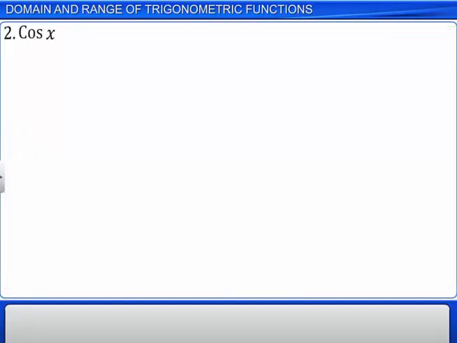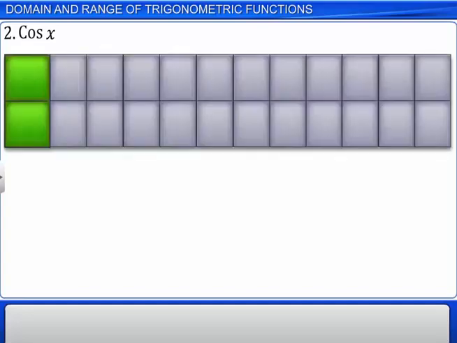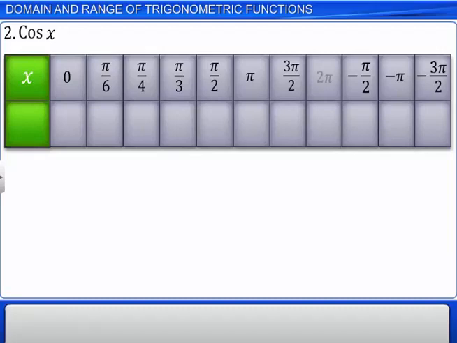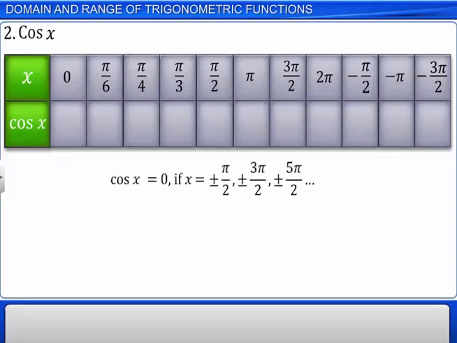Let's now move to the graph of cos x. Again, let us take the values of x as 0, pi by 6, pi by 4, pi by 3, plus or minus pi by 2, plus or minus pi, and plus or minus 3 pi by 2. We know that the value of cos x is 0 if x is equal to plus or minus pi by 2, plus or minus 3 pi by 2, and so on.